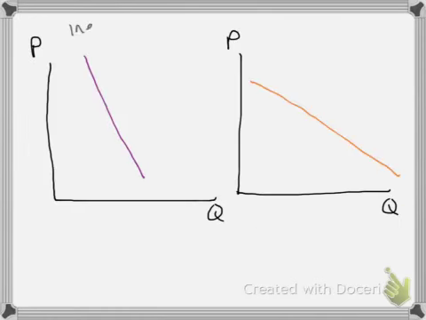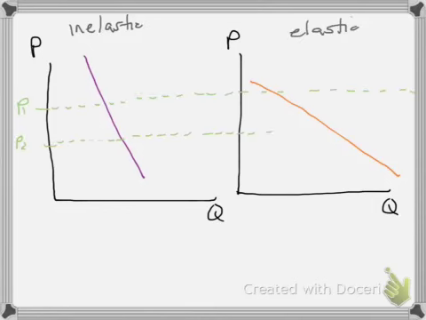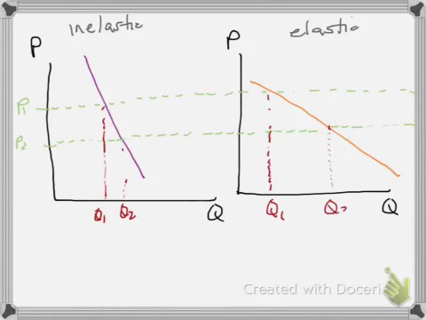And if we look at the two side by side, we start to see how the differences in sensitivity to price changes are illustrated by the relative steepness or flatness of the demand curve. On the left, we have the market for a good that has relatively inelastic demand. And on the right, we have a good that has relatively elastic demand. And in both markets, the price is changing from P1 to P2.